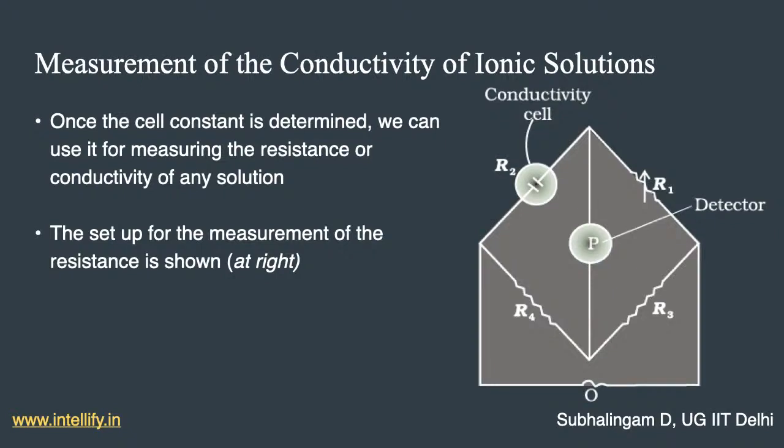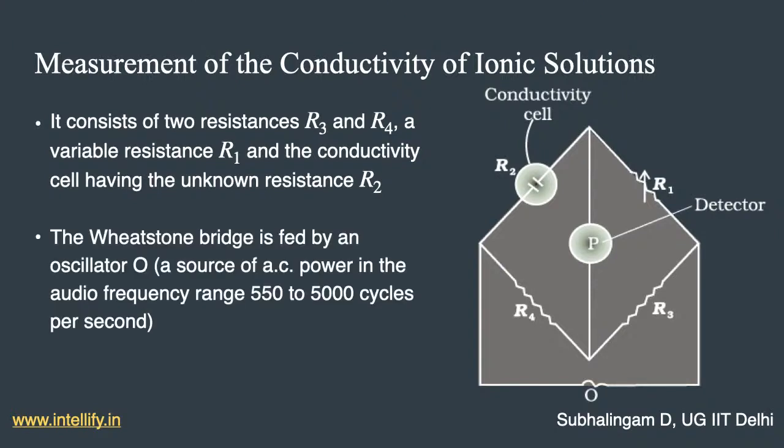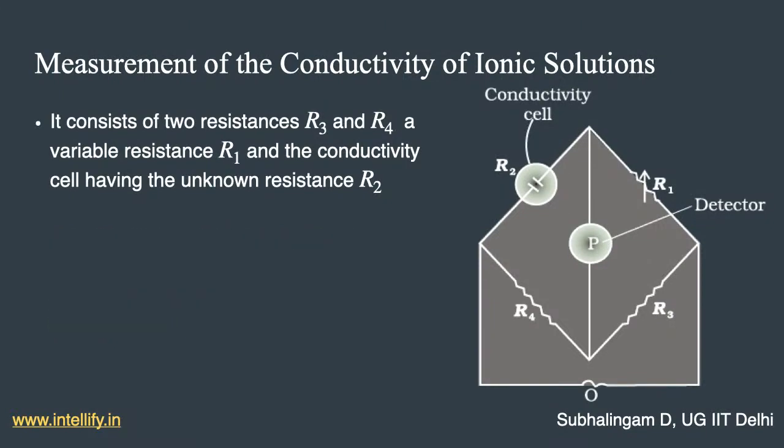The setup for the measurement of resistance is shown at the right. It consists of two resistors, R3 and R4, a variable resistance R1, and a conductivity cell having the unknown resistance R2. The Wheatstone bridge is fed by an oscillator O as a source of AC power in the audio frequency range 550 to 5000 cycles per second.